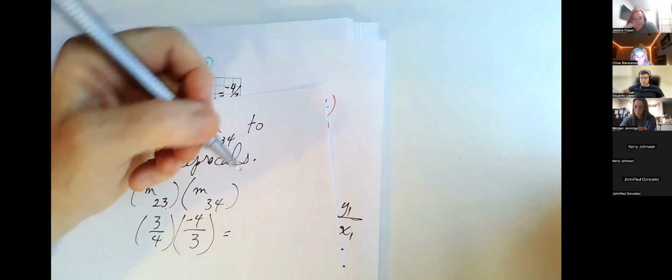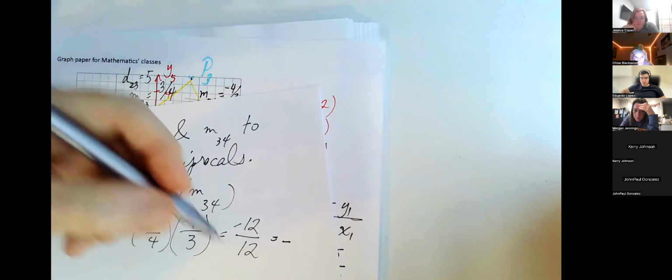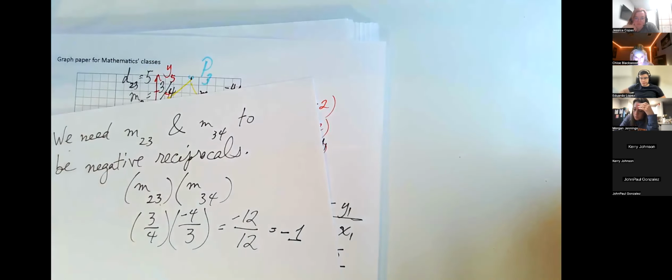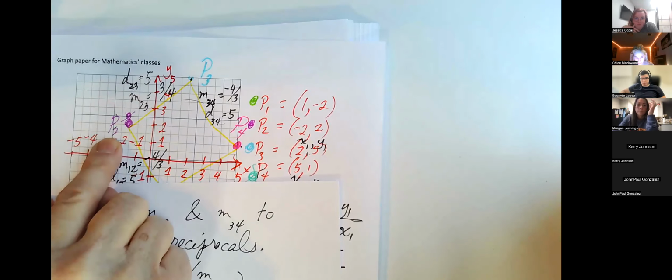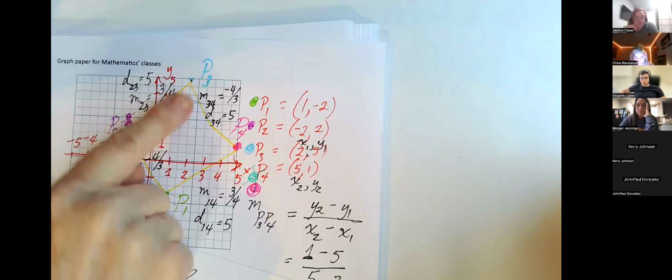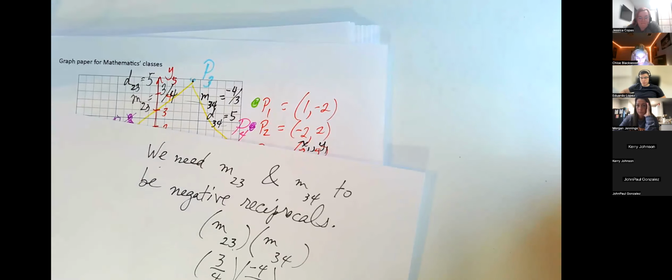And do you see if we multiply across, what do we get? What is 3 times -4? -12. Awesome. And 4 times 3? 12. A negative divided by a positive, negative. And 12 divided by 12, 1. Yay! So we just proved that the side between P2 and P3 is perpendicular to the side between P3 and P4. Do we need to do any more if we know that opposite sides are parallel? No. That's right.